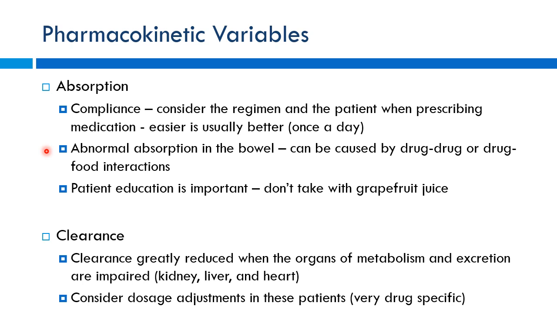From the clearance standpoint, this can be the thing that is most variable and the thing that we have the least amount of control over for the most part. Whether it's the kidney, the liver, or the heart that are impaired here, we can't really do a whole lot about that. However, this is where we need to do more proactive drug dose adjustments, either changing the interval or changing the dose, or both in some circumstances. But again, this is very drug specific.